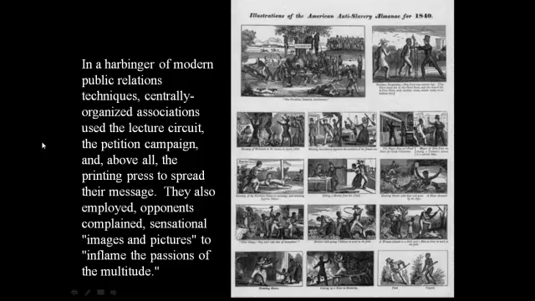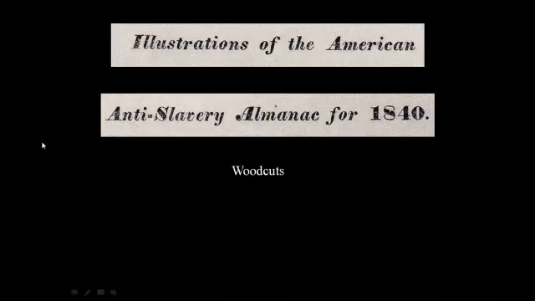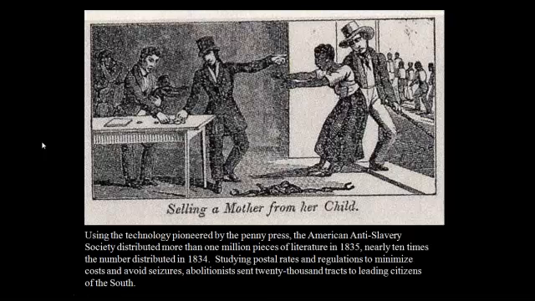These are all taken from the American Anti-Slavery Almanac for 1840. And they're woodcuts, which is a form of printing in which the image is carved onto a block of wood, and then the ink is coated on the wood, and the areas that have been gouged out are white, and the areas that remain unaffected show up black. So this is a way to put images into a black and white newspaper.